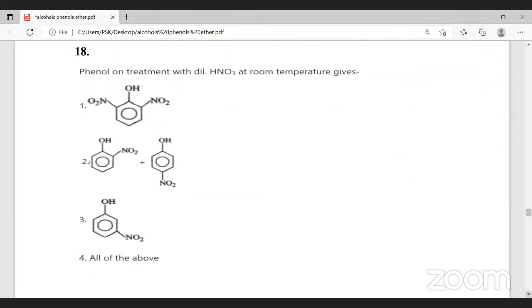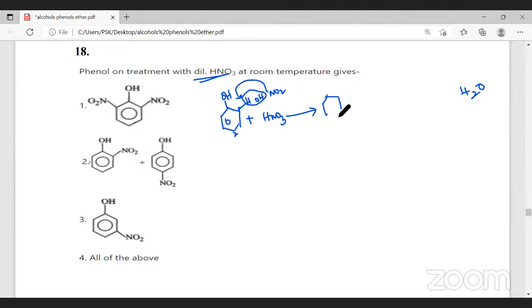Phenol on treatment with dilute nitric acid at room temperature. Dilute nitric acid, concentrated nitric acid, you should remember. Phenol has an ortho-para-directing group. If it is allowed to react with nitric acid, I can show a hydrogen atom at the ortho position here. Nitric acid we will write as OH and NO2. So H and OH get eliminated as water. In place of H, NO2 goes. Therefore, we get a benzene ring with NO2.